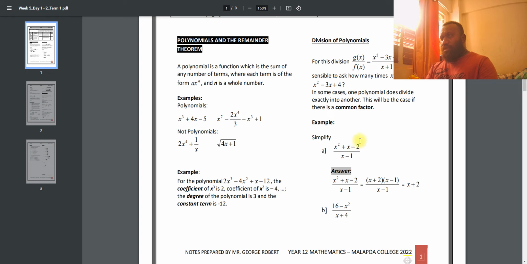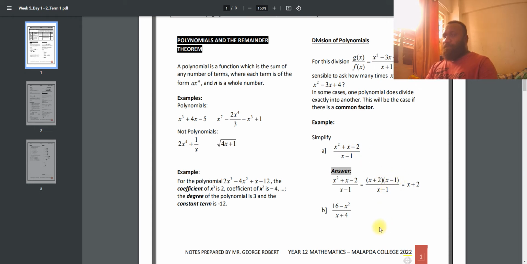So what we do is we factorize the numerator here. Since it is in a quadratic form, we factorize that to give us x plus 2 times x minus 1. Now, x minus 1 can cancel out with x minus 1. These two will cancel out, leaving us with x plus 2. So again, this is a sensible answer. We can conclude that x minus 1 goes into x squared plus x minus 2 x plus 2 times, which is where we cancel out.